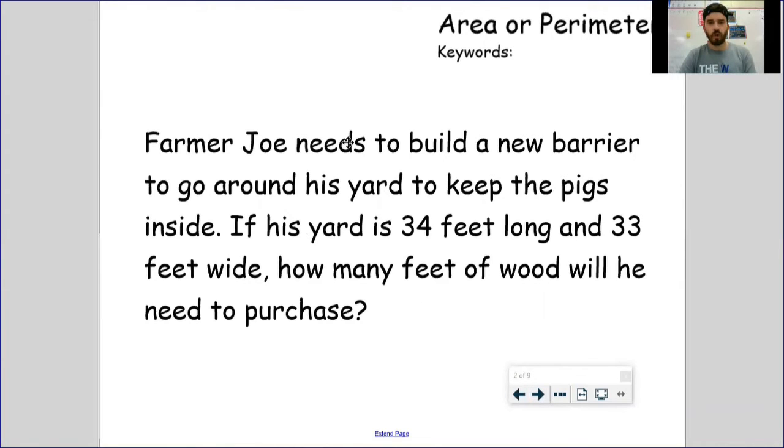It says Farmer Joe needs to build a new barrier to go around his yard to keep the pigs inside. If his yard is 34 feet long and 33 feet wide, how many feet of wood will he need to purchase? So, doesn't say area, doesn't say perimeter. Just got to kind of find some keywords here, and two that stick out to me. Barrier and around. If I'm building a barrier or like a fence around something, I'm finding the perimeter.